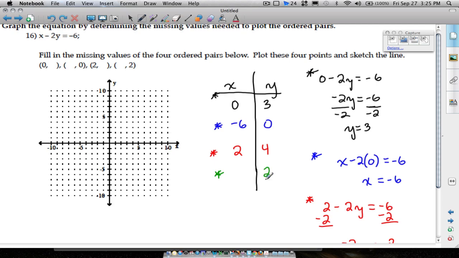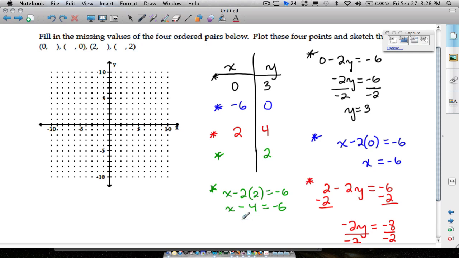So let's do that. Going back to our equation, x minus 2y equals negative 6. But now we're replacing the y with 2, so we have x minus 2 times 2 is equal to negative 6. Solving this equation, we have x minus 4 equals negative 6. Adding 4 to both sides, we have x equals negative 2. So there is another point. We found all 4 of them. We filled in the missing values.